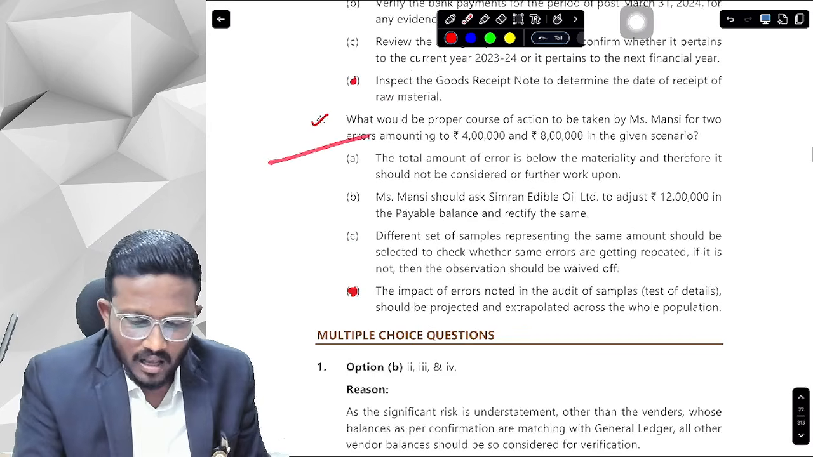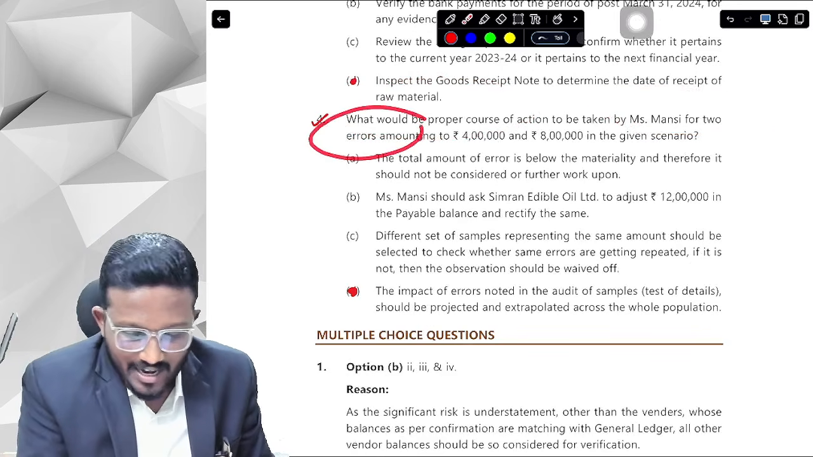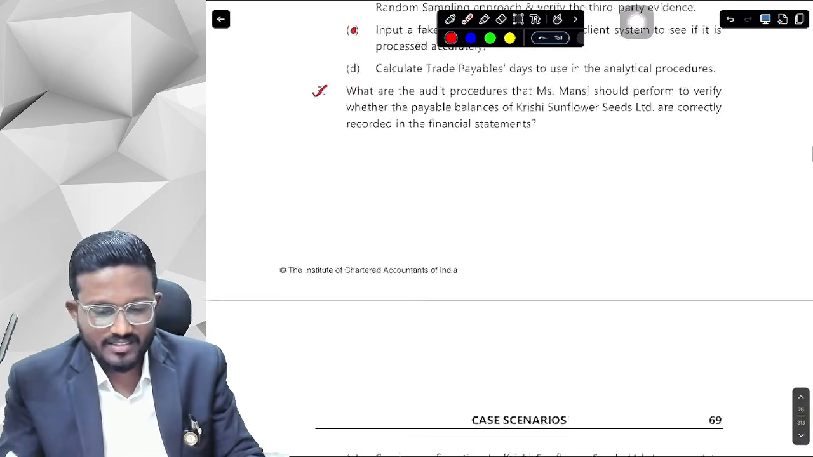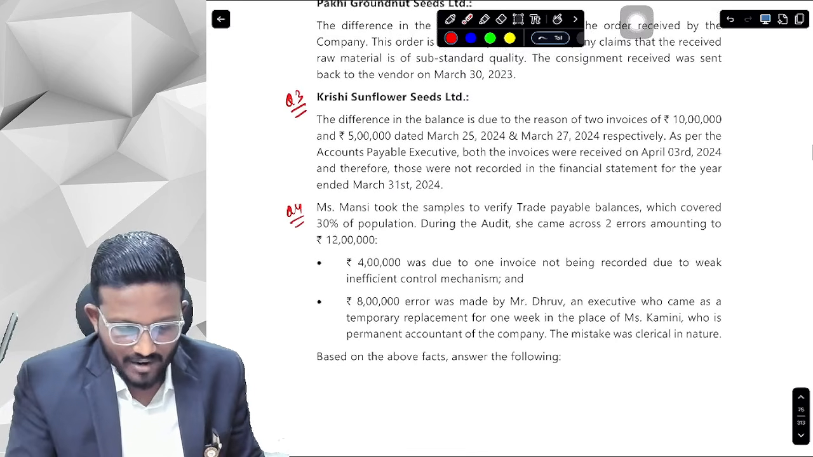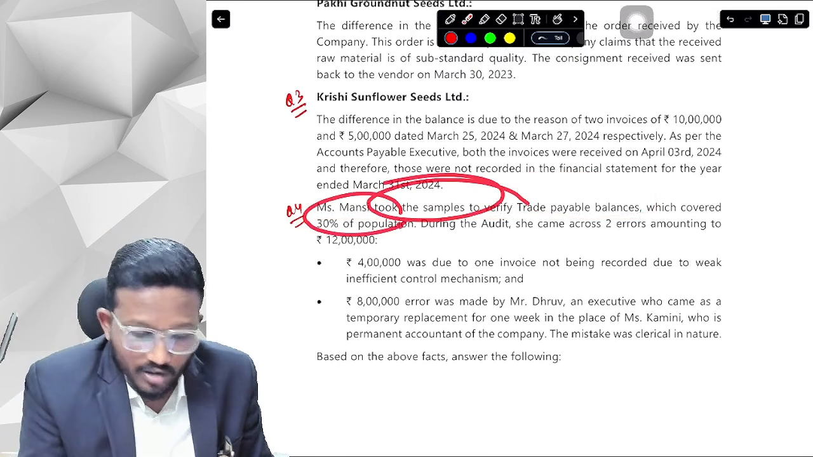Next, what would be the proper course of action we need to take for CMRC for an error amounting to 4 lakh and 5 lakh in the given scenario? So what is the error, sir? 4 lakh and 5 lakh. So we need samples to verify the trade payable balances, and these samples covered 30% of the population.